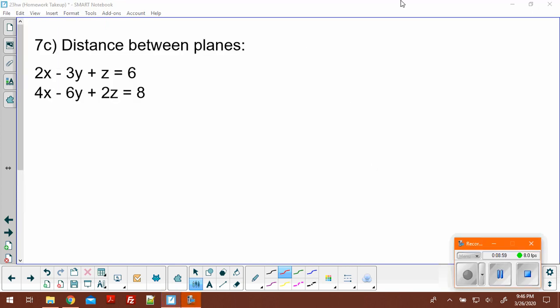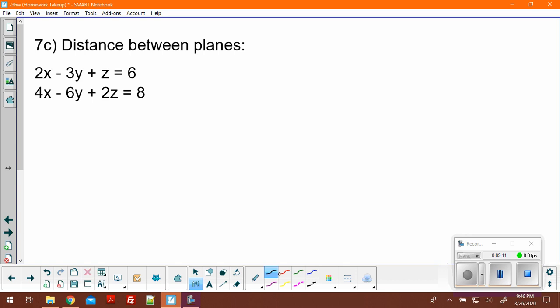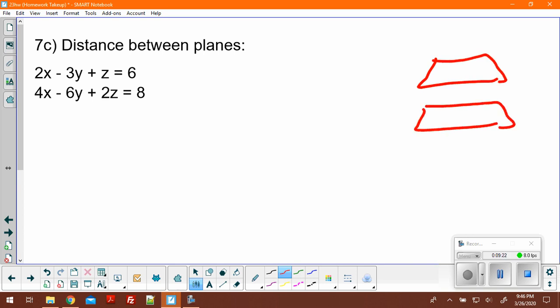Okay, 7c, determine the distance between these two planes. So we definitely didn't cover this directly, but we do have the tools we need to figure this out. First thing to note here, because I'm talking about distance between the two planes, that kind of implies they're going to be parallel. I should have one plane sitting above another one. I'm just going to briefly talk about why that is before we solve this.